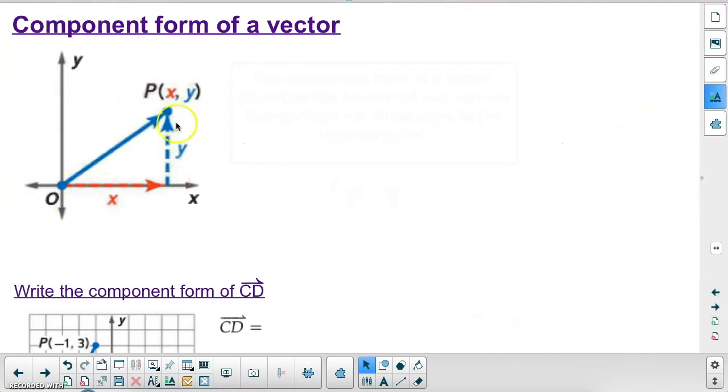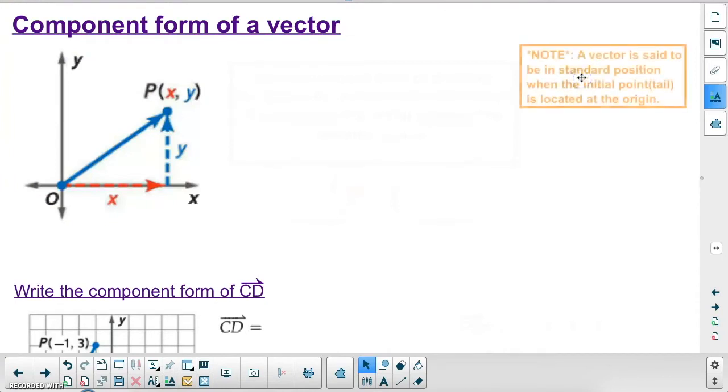Here we have a vector in what's called standard position. A vector is said to be in standard position when the initial point, the tail, is located at the origin. So for this vector, P, we have the initial point at the origin and the ending point at x, y. We want to write the component form of this vector.